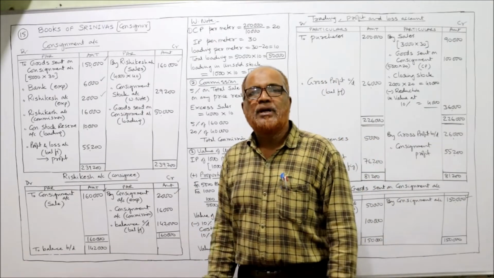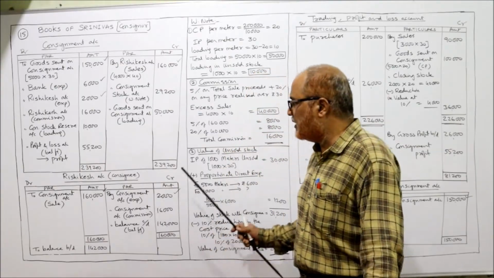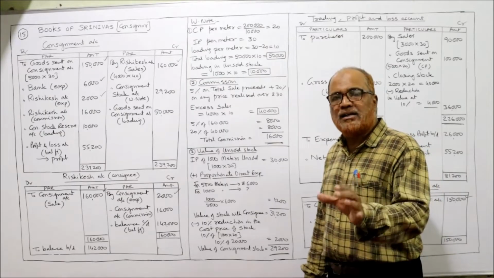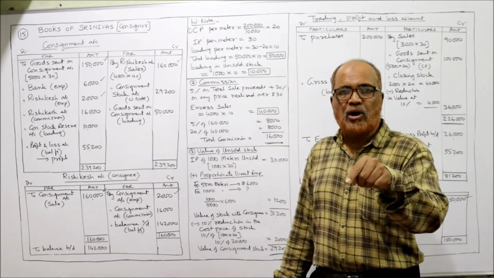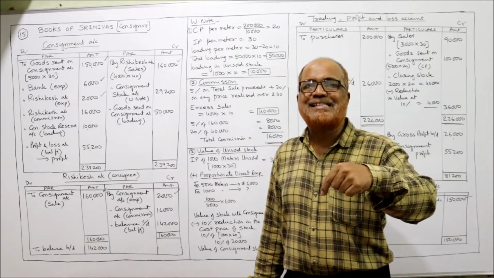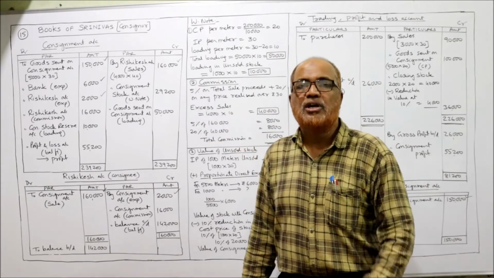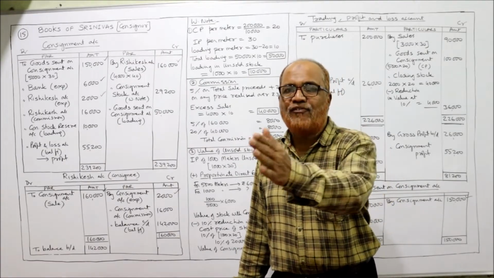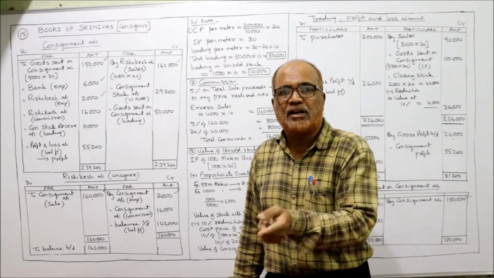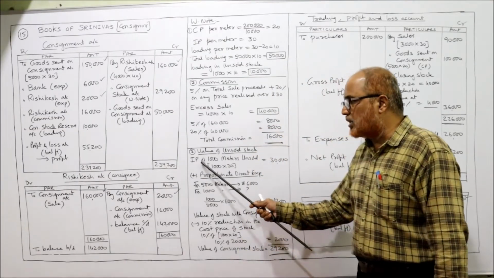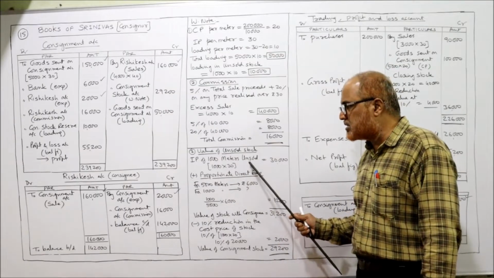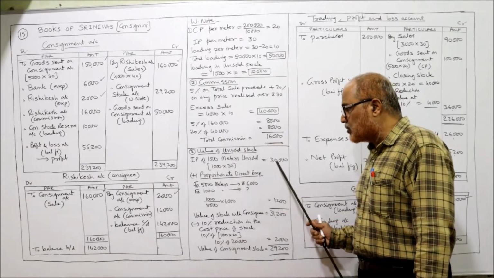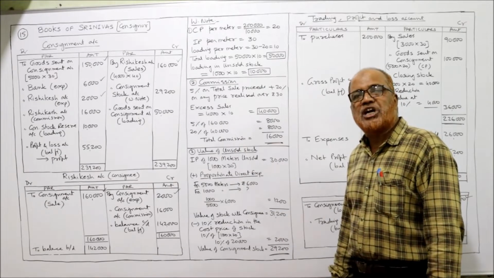Now I am coming to the value of unsold stock. So how many meters of cloth are unsold? 1,000. Because Srinivas sent 5,000 meters of cloth to Rishikesh, and Rishikesh sold 4,000 meters. So 1,000 meters are remaining unsold. 1,000 into 30, invoice price is 30, so 30,000. To this we add proportionate direct expenses.